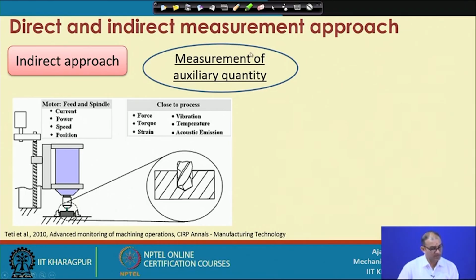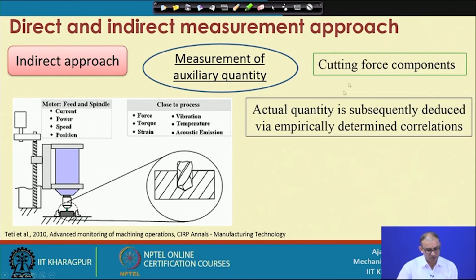Indirect means you are measuring some auxiliary quantity, and once you measure it, you correlate that auxiliary quantity with the actual parameter. Suppose you consider the cutting force component. It has nothing to do with the machining itself; it is just measuring the forces acting between the cutting tool and the workpiece. But by getting those signals, you get much useful information related to the cutting tool, the workpiece and different types of alignment problems. So the actual quantity is subsequently deduced via empirically determined correlations.